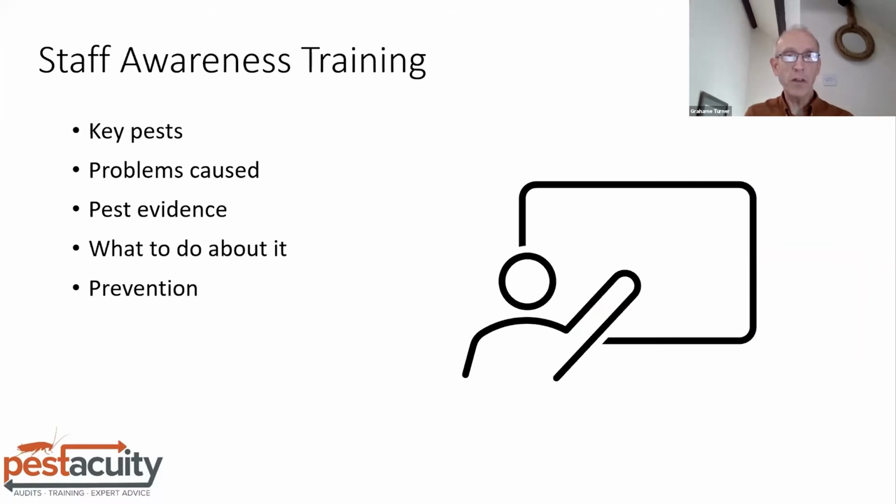And another general one is staff awareness training. The customer will need to be trained in key pests that might infest their site, the problems caused by these pests, how to look for and identify evidence of the pests, and what to do about it. So the operative staff might need to know those 4 sections, a little bit about the pests, but the key thing is what they've got to look for and what they've got to do, in terms of who they need to report it to, to help get it resolved. And in terms of the management on site, they will also want to know a bit about the prevention requirements that they need to be responsible for.